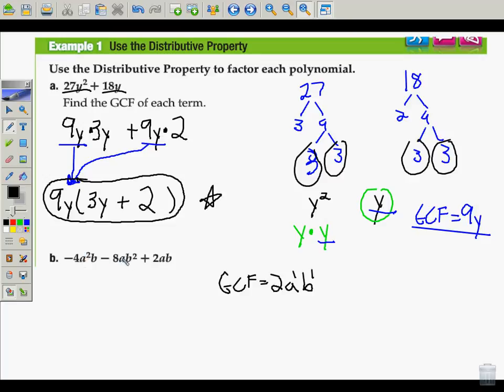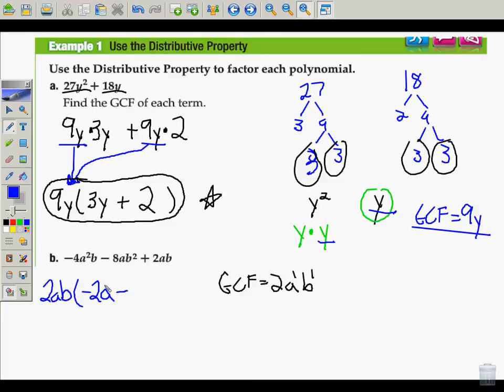And now I need to think about 2ab times what would give me negative 4a squared b? Well, 2 times what is negative 4? Negative 2. A times what is a squared? A. B times what is b? Times 1, so I don't need to put anything there. Minus, bring down your minus sign. 2ab times what is 8ab squared? Well, 2 times 4 would give me the 8. I've got the a I need, but I need b squared, and b times b would give me b squared.